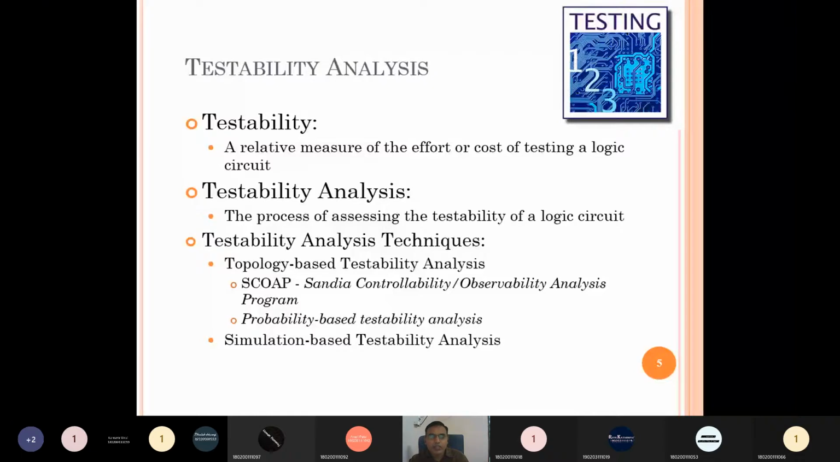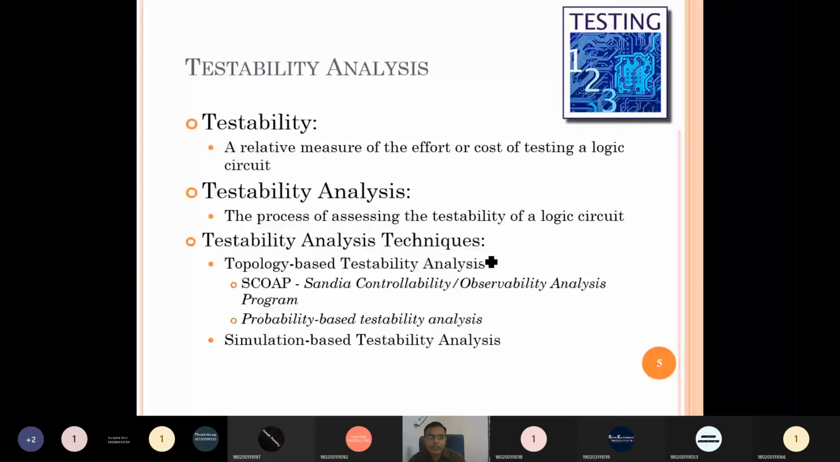So from a given design, we have to find out what is the difficulty level to set any internal node. It is called controllability. And what is the difficulty level to observe any internal node logic level, that is called observability, right? So testability analysis is relative measure of the effort or cost of testing a logic circuit, right? And testability analysis is the process of assessing the testability of a given logic circuit through different techniques.